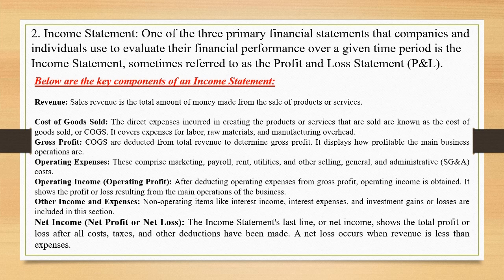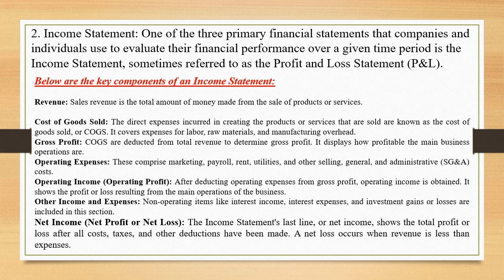Revenue. Sales revenue is the total amount of money made from the sale of products or services. Cost of goods sold. The direct expenses incurred in creating the products or services that are sold are known as the cost of goods sold, or COGS. It covers expenses for labor, raw materials, and manufacturing overhead. Gross profit. COGS is deducted from total revenue to determine gross profit. It displays how profitable the main business operations are.